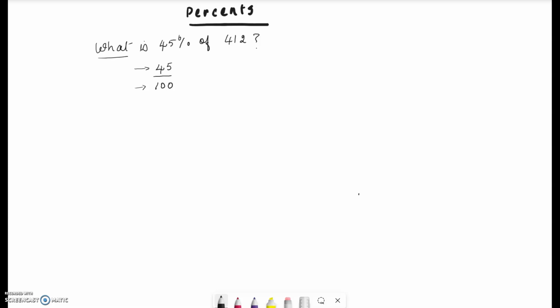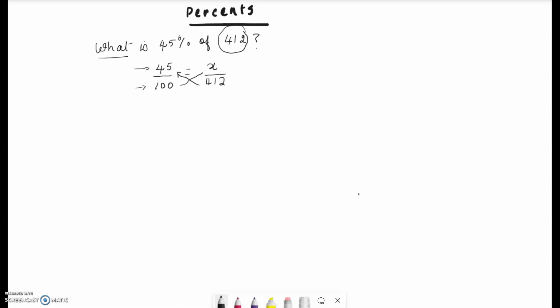So we can write this as equal to, so the question here is, what is 45% of the total, which is 412? So 412 is the total, and we are trying to figure out 45% of it, which is part of it. So part over whole is equal to part over whole. And we've set up a proportion or an equation. Now all we have to do is solve it.